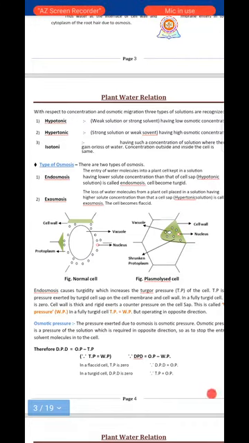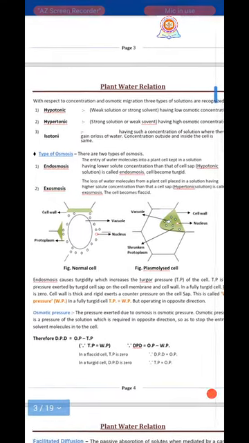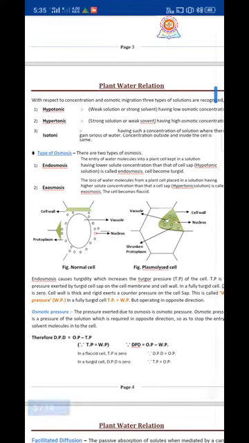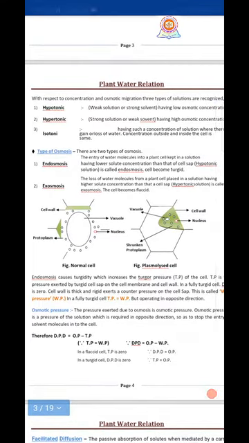Endoosmosis causes turgidity, which increases the turgor pressure of the cell. Turgor pressure is the pressure exerted by turgid cell sap on the cell membrane and the cell wall. In a fully turgid cell, the DPD is zero, that is, the water potential is zero. The cell wall is thick, rigid and somewhat elastic. Because of turgidity, the cell exerts pressure on the cell wall.